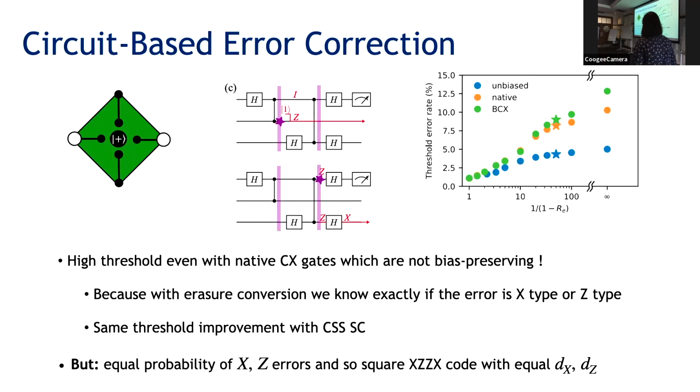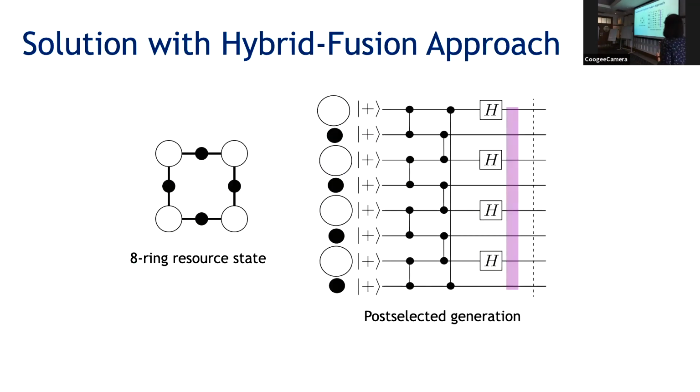So to overcome this challenge, we looked at, can we actually do something better with fusions? Can I have a fusion-based architecture which has high thresholds, but which also doesn't convert Z errors to X errors, so that I can reduce my hardware requirement by just using a rectangular XZZX surface code or a repetition code or something? Fortunately, the answer to that question is yes.